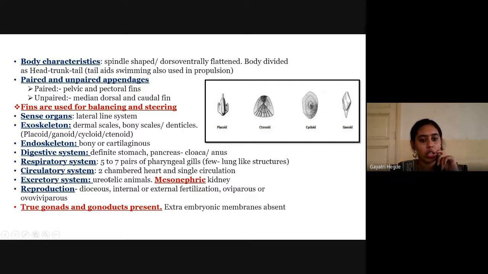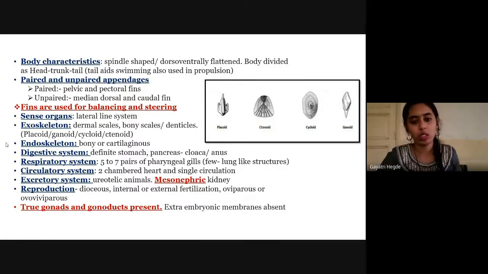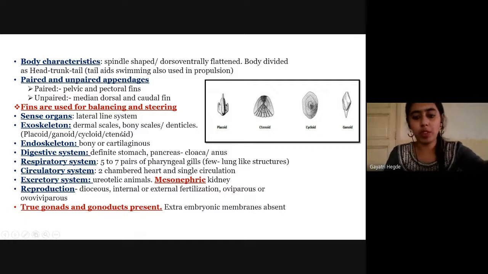Then coming to circulatory system, single circulation होता है, मतलब heart से सिर्फ एक ही बार blood flow होता है. They have two chambered hearts and heart में से सिर्फ एक बार circulation होता है. Blood flows through the heart only once, so it is single circulation. Please remember, Pisces में two chambered hearts, single circulation. Coming to excretory system, they are ureotelic animals. Ureotelic animals मतलब they excrete out urea from their body. Okay, and they have the kidney of a mesonephric kind.